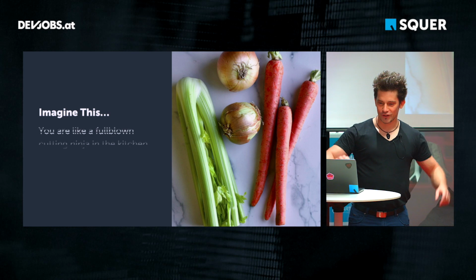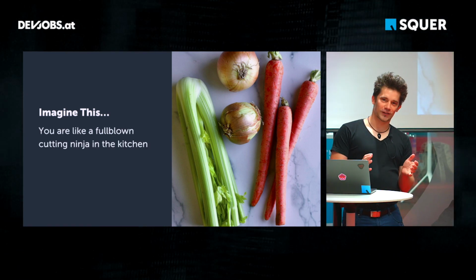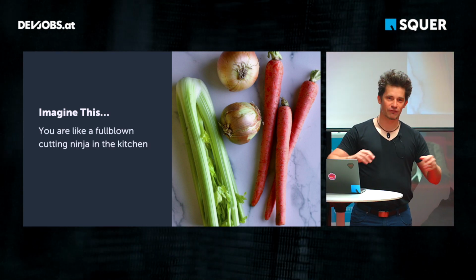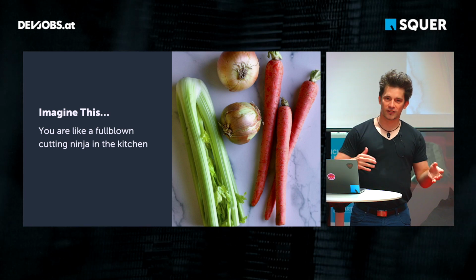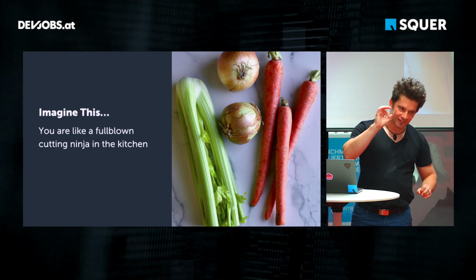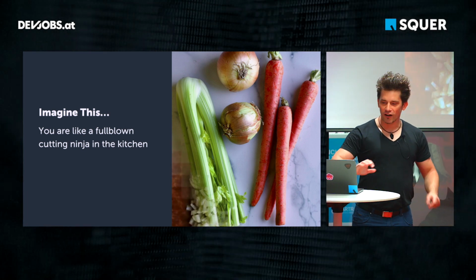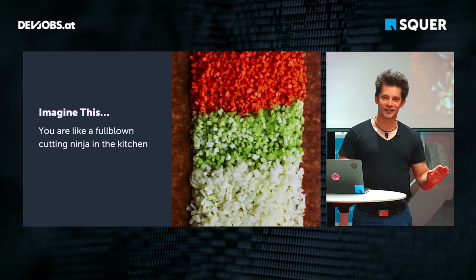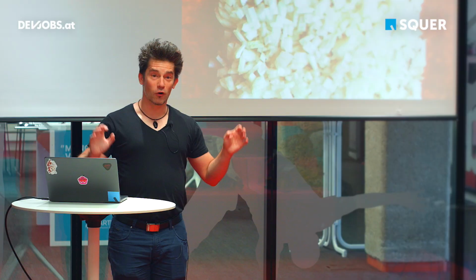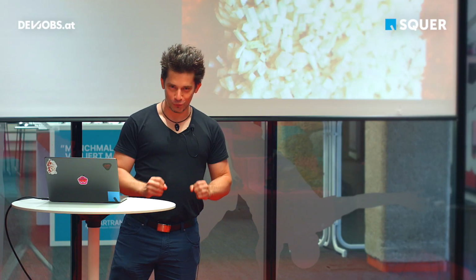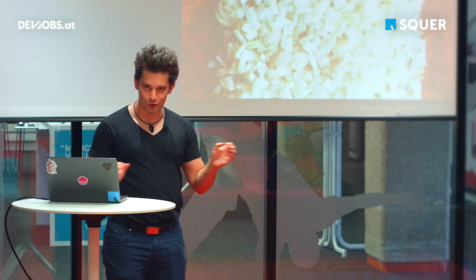Imagine this: picture yourself in a kitchen, and you're like a cutting ninja, someone who is very able to cut veggies very quickly, finely diced and everything. The veggies that you see here on the slide look after seconds something like this, and all the people go, "Oh, he's the chosen one. We need him in the kitchen. He's really great."